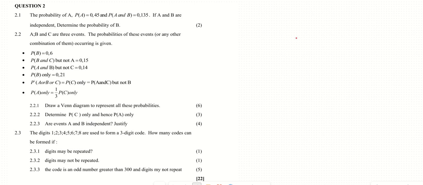Let's look at this question from Limpopo term 3 test. Probability of A is given by 0.45. Probability of A and B is given by 0.135 if A and B are independent events. The keyword is independent, probability of B. Now for them to be independent, we know that probability of A and B is equal to probability of A times probability of B. That happens if events are independent, as indicated here.